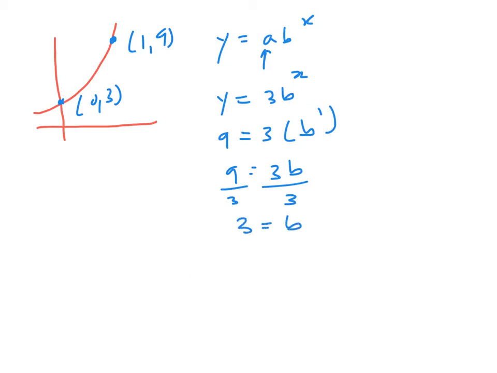So my equation is y is equal to 3 times the base, which is 3, sorry, I'm writing my equations here. So it's 3 is my a, because it's been shifted up by 3. My base is 3 to the power of x. So that's how you would do number 10.